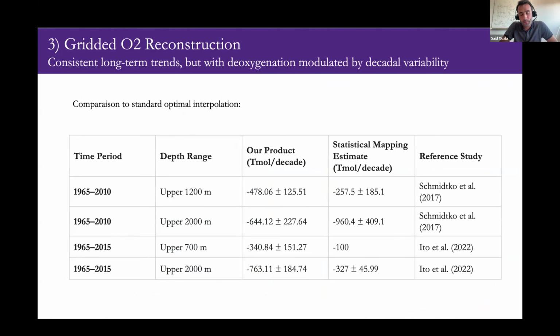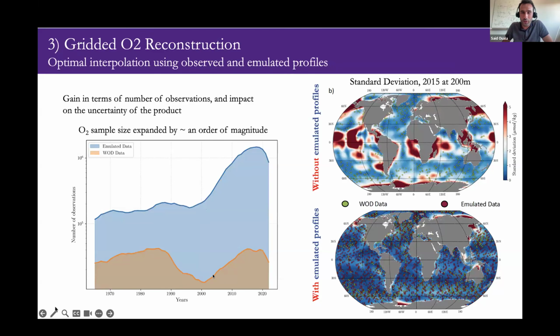A second step was to evaluate the trend of the oxygen content reconstructed by our product and compare it to earlier studies based on pure observations, so only dissolved oxygen observations, and similar statistical mapping methods. We compared our work here to Schmidtko et al. and also to the work of Ito, which is based only on dissolved oxygen measurements. And to be completely honest, we were a little bit scared about this step, because we know that there is an order of magnitude more emulated observations than real observations.